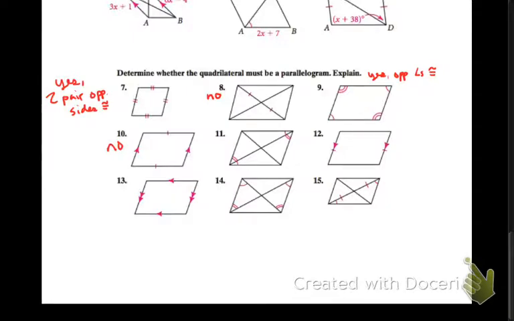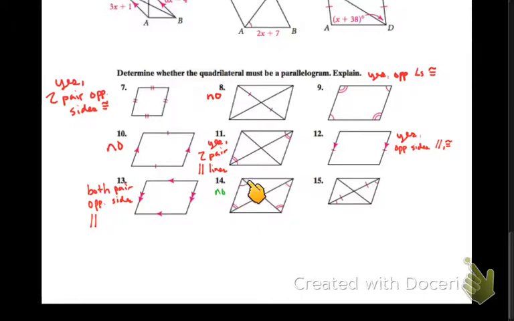Number 10, you have one pair that's parallel, the other is congruent. No good. Number 11, yes, 2 pairs end up being parallel. We have alternate interior angles that make both pairs congruent. Number 12, yes, one pair is both parallel and congruent. Number 13, yes, both sets are parallel. Number 14, no. Take a look at this one. These are not alternate interior angles that are congruent right here.